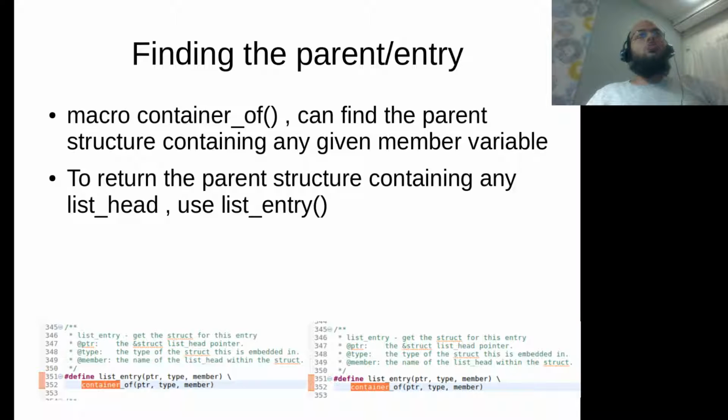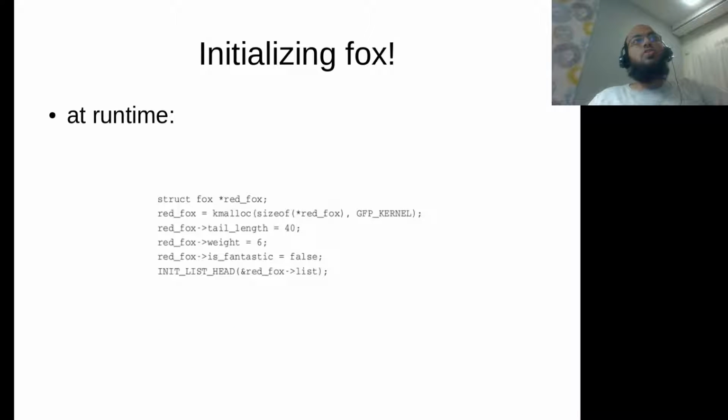List entry basically returns to you the parent structure containing a list head. So using list entry, you can get the parent using container of. It's just a wrapper around the container of macro. And armed with list entry, the kernel provides you with routines to create, manipulate, and otherwise manage linked lists, all without knowing anything about the type that you are actually managing, right? It can be Fox or it can be anything else.